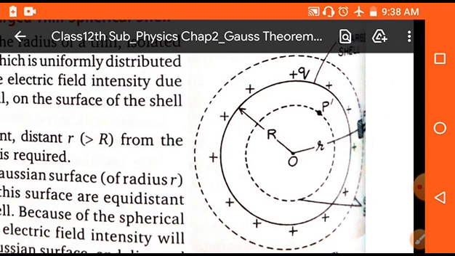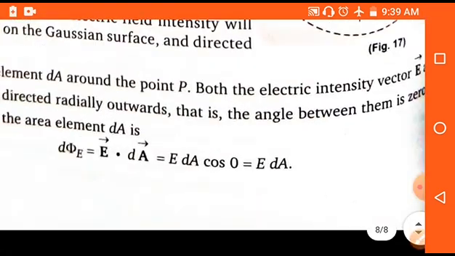So if we take a point P inside the spherical shell, then the electric field at point P inside the surface will be 0, because in the case of a spherical shell, inside portion there is no charge, and without charge there will be no electric flux passing through the surface.